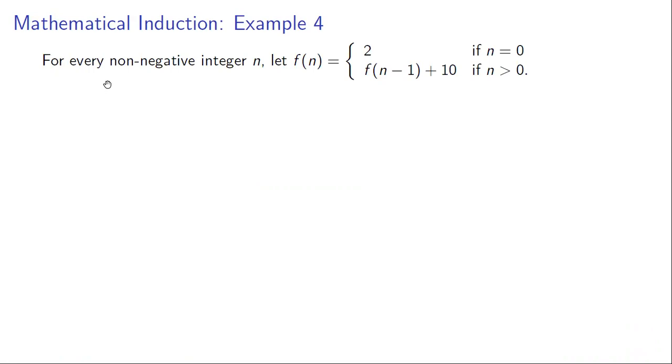So again, this was f. This is the definition of f. We don't need to prove this. This is just given to us. We are told that this is the definition of f. Here's a proposition, though. Proposition: for every integer n that is greater than or equal to 0, f of n equals 10 times n plus 2.